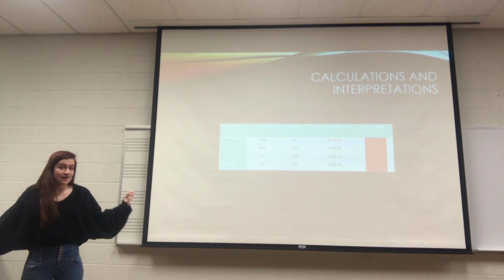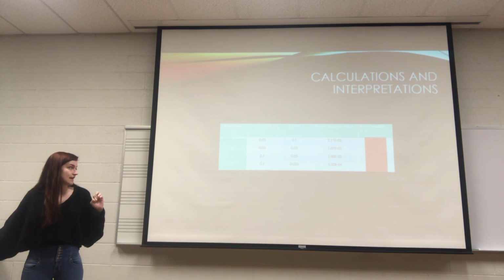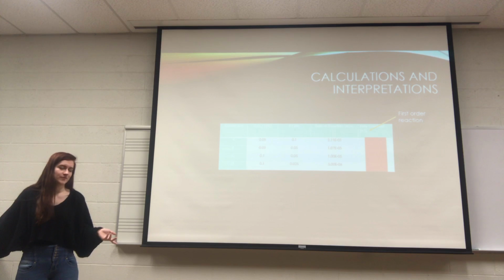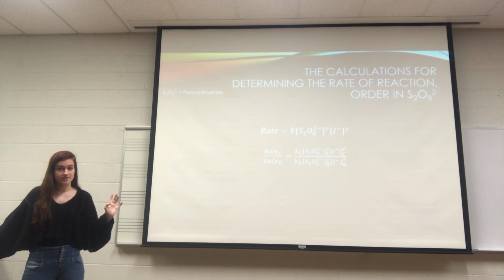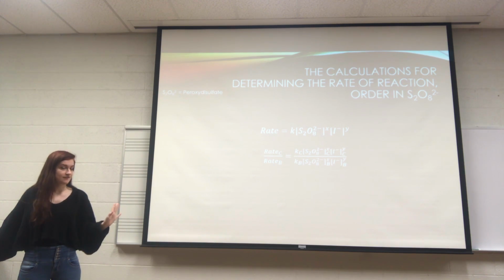So now we have the rates of reaction and the molarities for iodide and peroxydisulfate. Now we need to calculate the rate constant. It's important to note that this is a first-order reaction, as that is going to determine how we determine the rate constant. So the generic rate equation for this reaction is going to be k times peroxydisulfate raised to x times iodide raised to y. We're going to start with the peroxydisulfate equation.